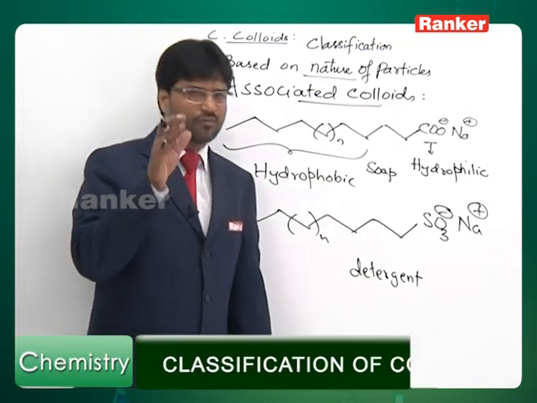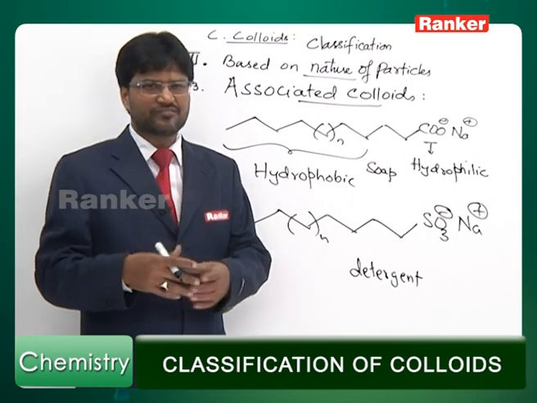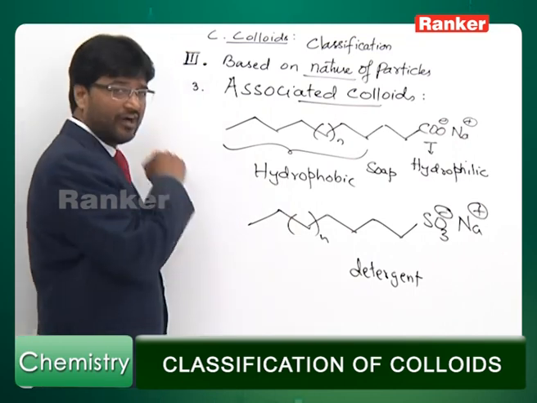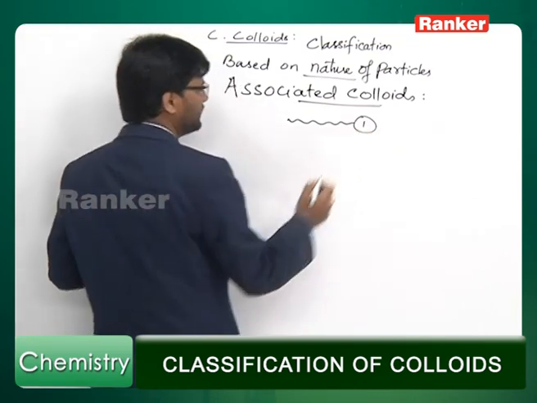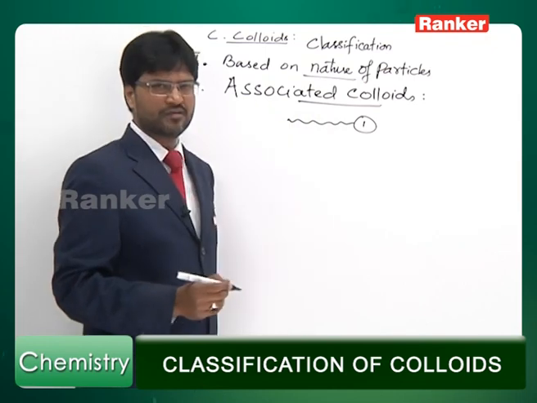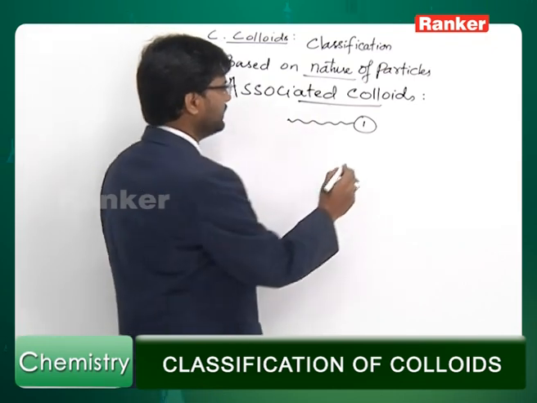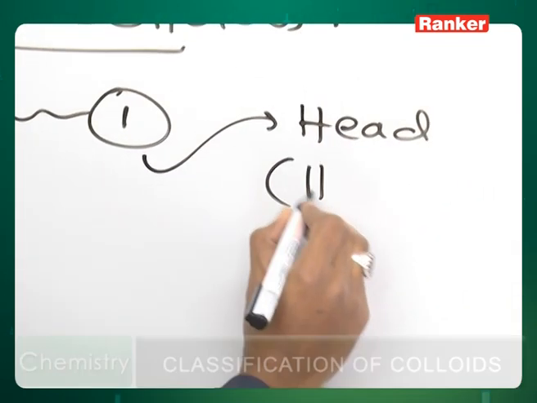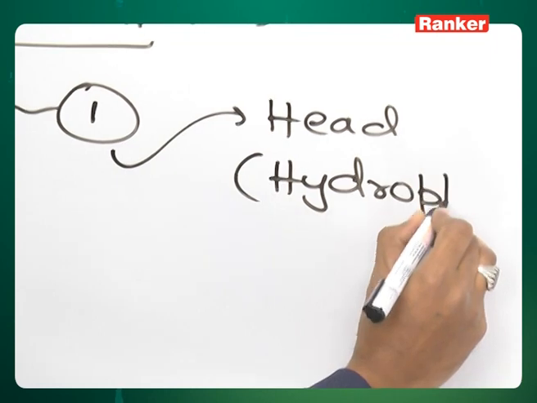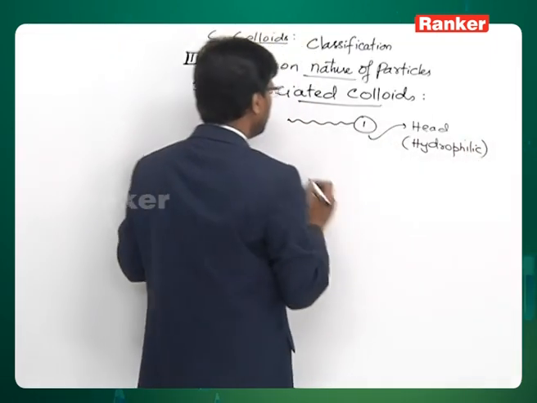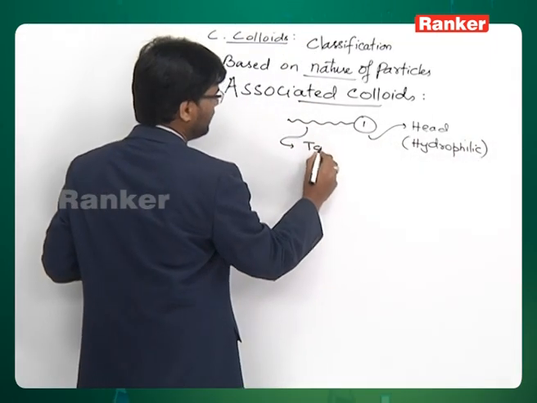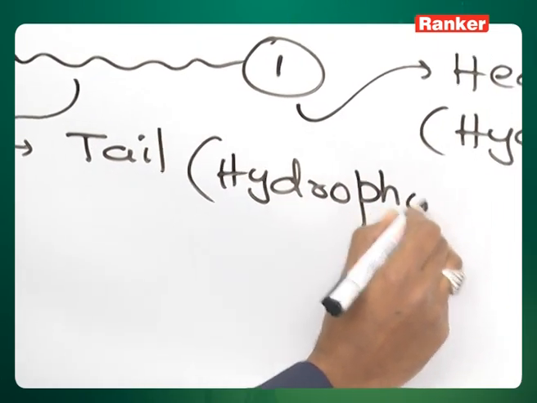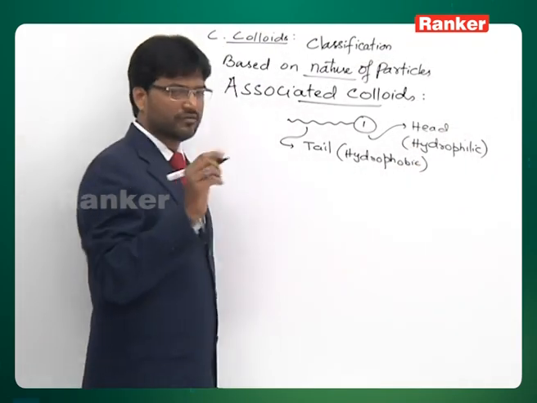Please remember, the molecule has two distinct ends. One end of the molecule is hydrophobic, the other end is hydrophilic. Let's see how they associate. So this is the depiction of a soap or detergent molecule. It has what I call the head of the molecule. It is hydrophilic, isn't it? The charge on it makes it hydrophilic. This part is the tail part, and the tail part is hydrophobic, wants to stay out of water.